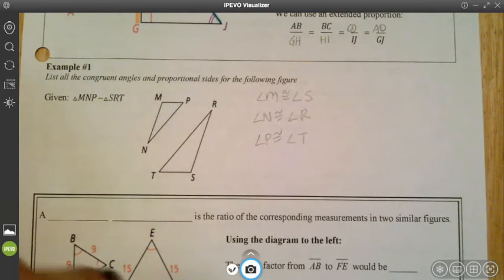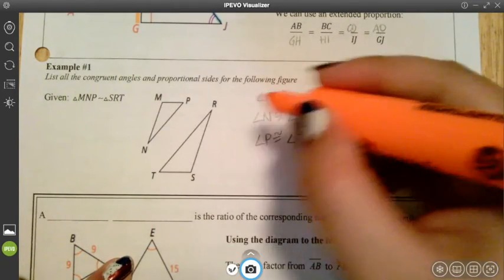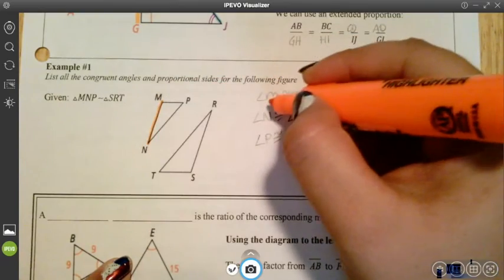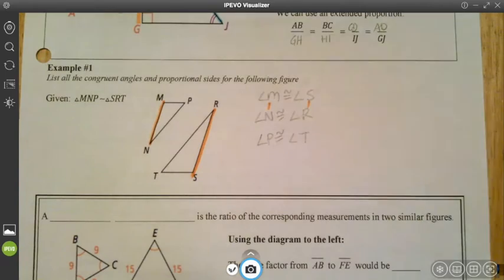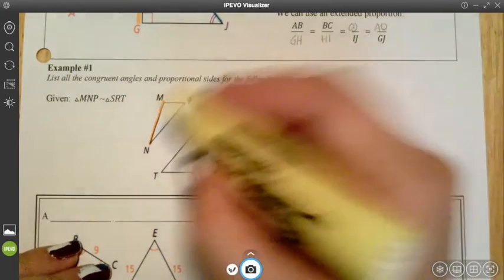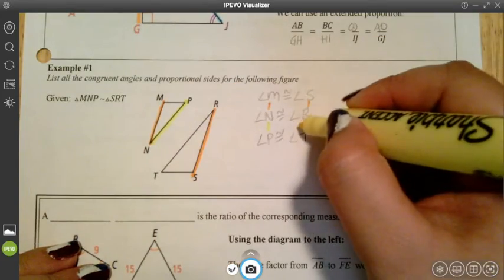And then we have our side lengths. So again, I'm going to take my colors out. I'm going to say M to N should be S to R. And then we have N to P corresponds to R to T.